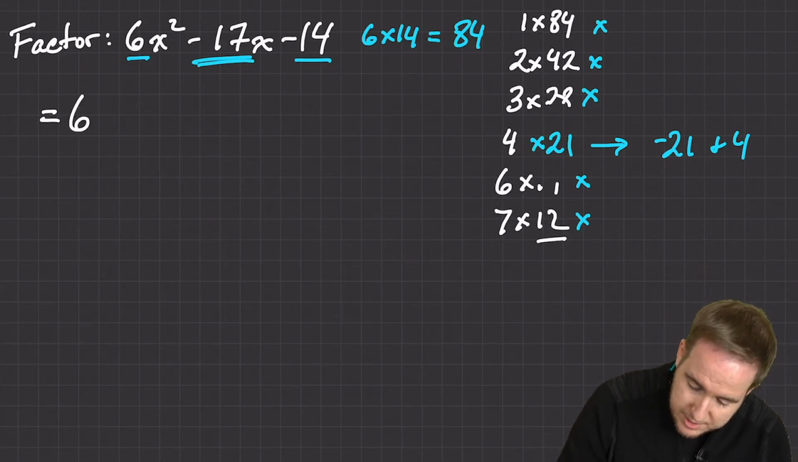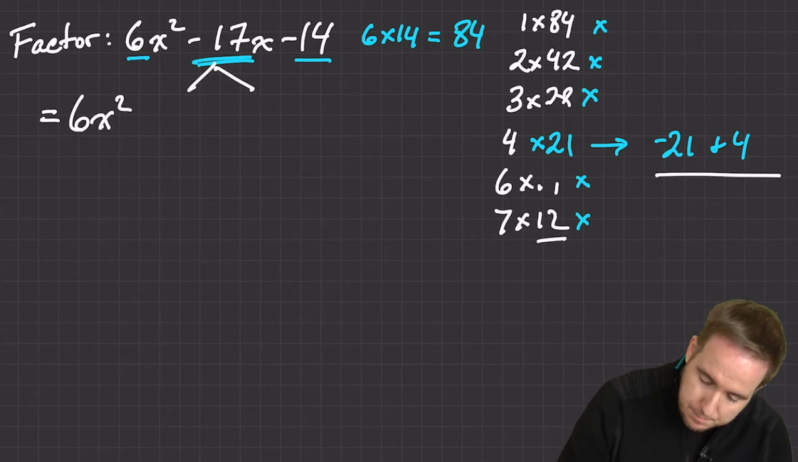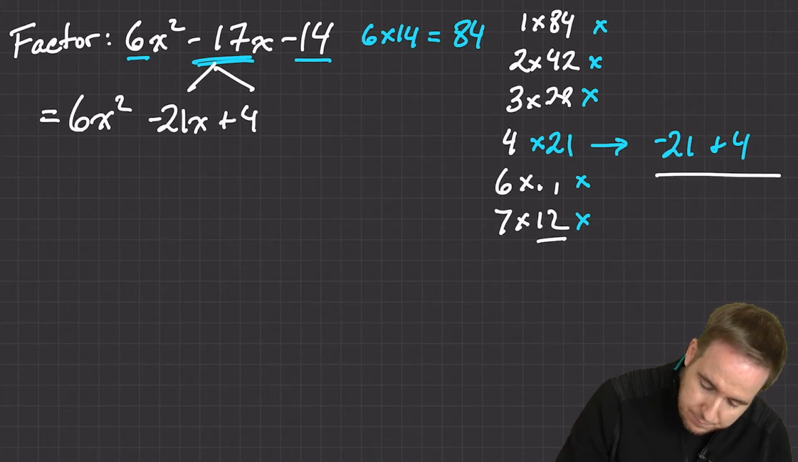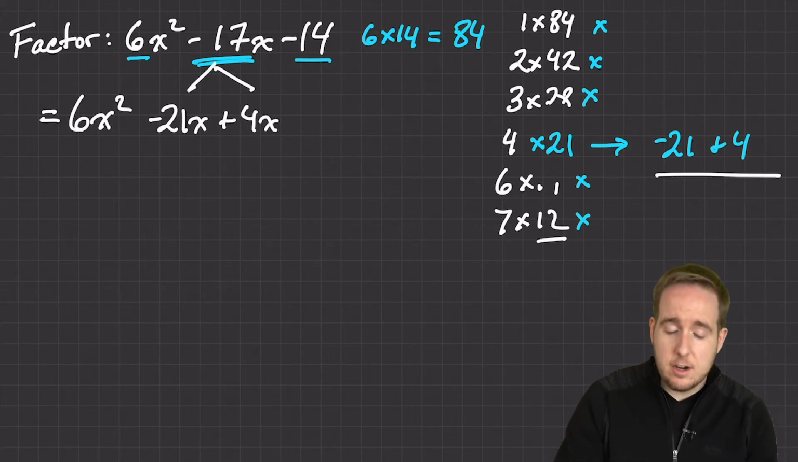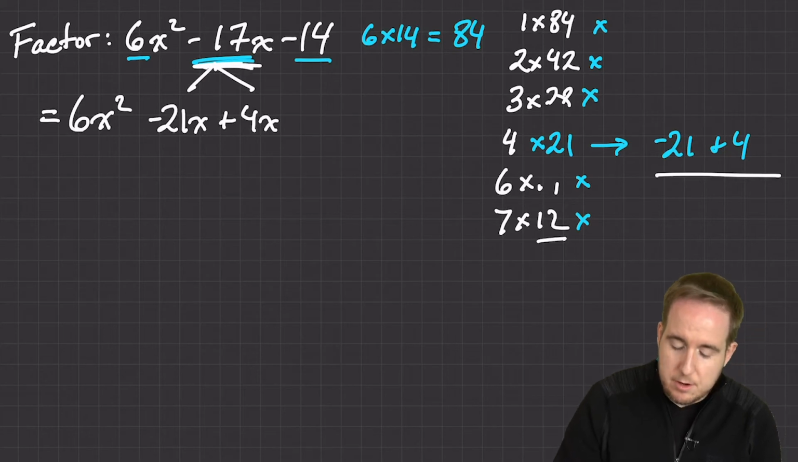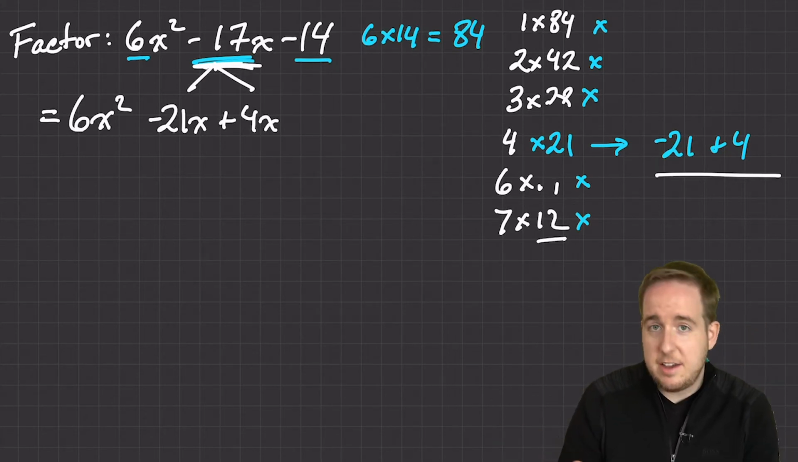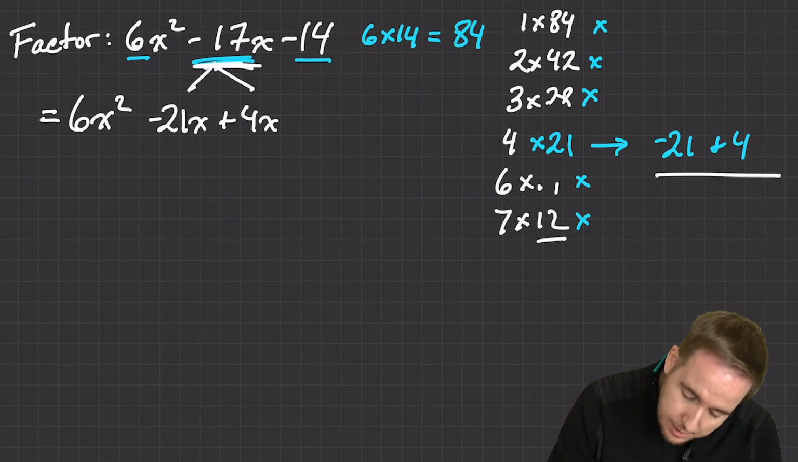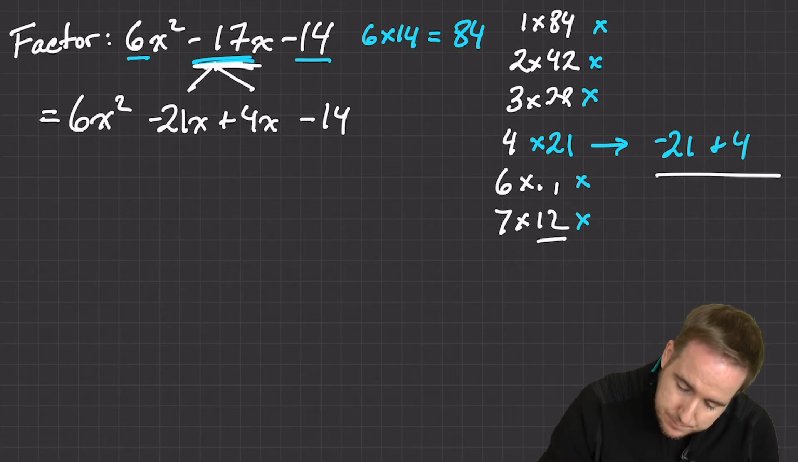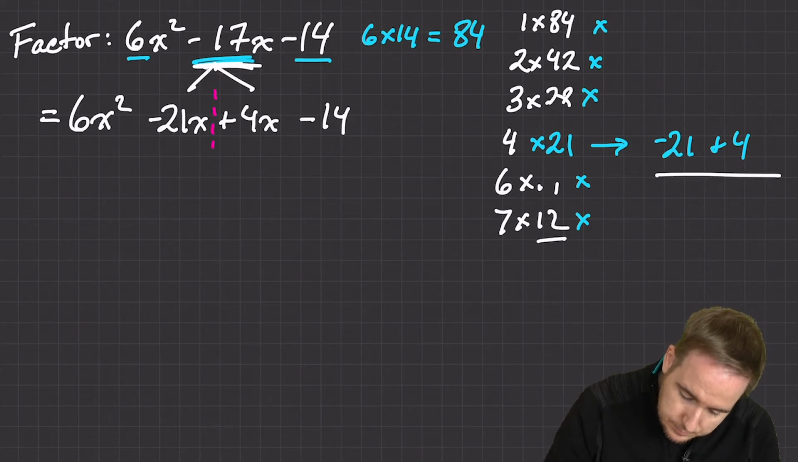So first term stays the same. Middle term splits using those two numbers, minus 21x plus 4x. Why is there an x there? Well, because I'm splitting some number of x's. If I have 17 apples and I split them, I still have 2 groups of apples. Minus 14 stays. I imagine a line down the center, and I look at each half separately.